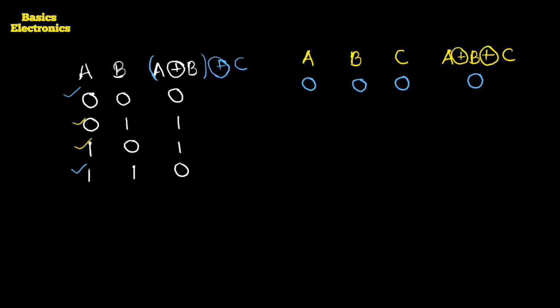Okay, when A is equal to 0, B equals 0 and C equals 1, at this time we get the output equal to 1. How do we get this output equal to 1? Because here the equation is A XOR B XOR C. A XOR B, 0 XOR 0 is equal to 0, and 0 XOR 1 is equal to 1. That's why we get A XOR B XOR C equal to 1.